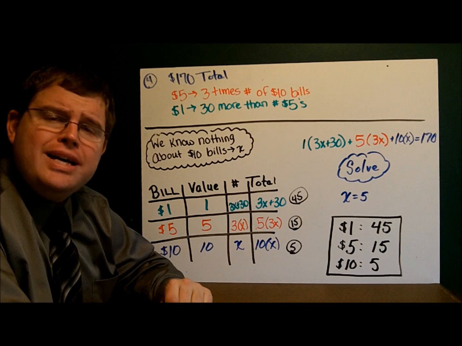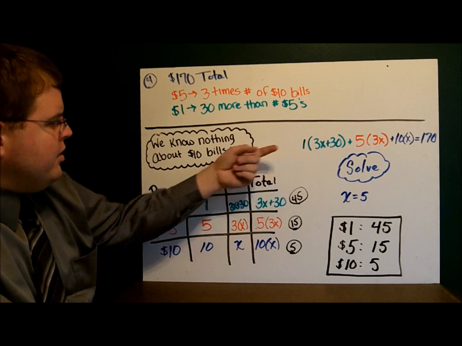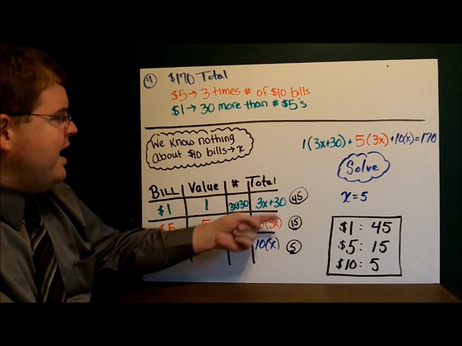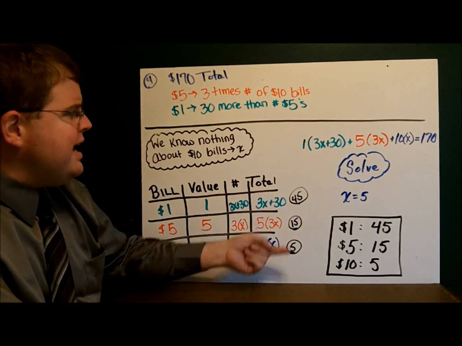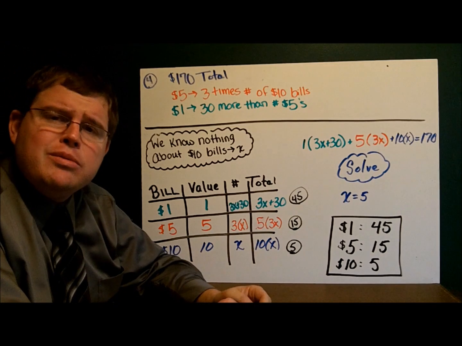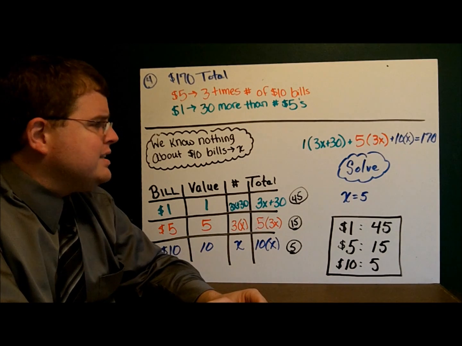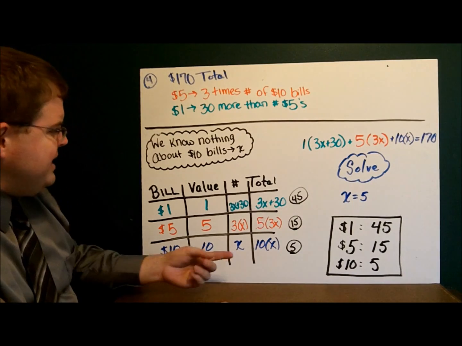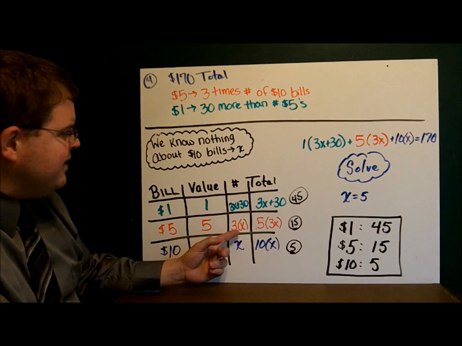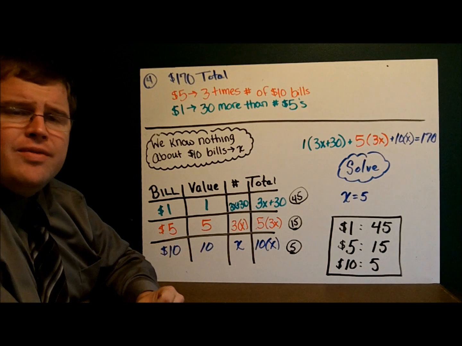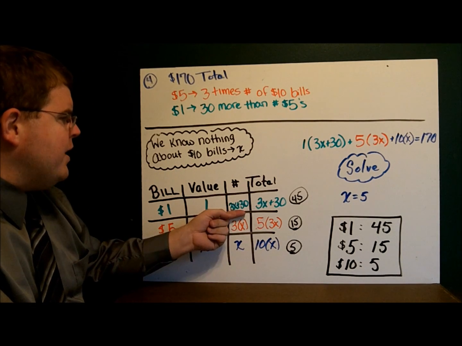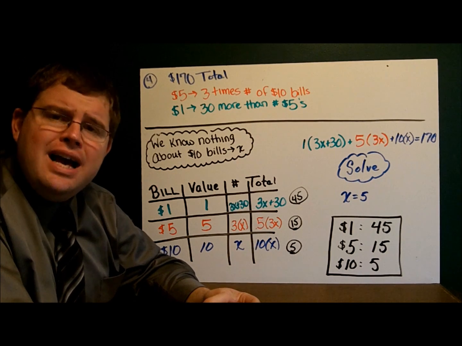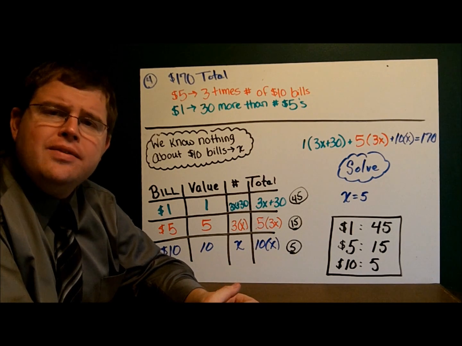Now let's write our equation. We have 3x plus 30, 5 times 3x, and 10 times x equals 170. I solve the equation and I get x equals 5. That means I have 5 10s, 15 $5 bills, and how many 1s? I have 45 $1 bills. And so this is how you work through word problems that involve money.